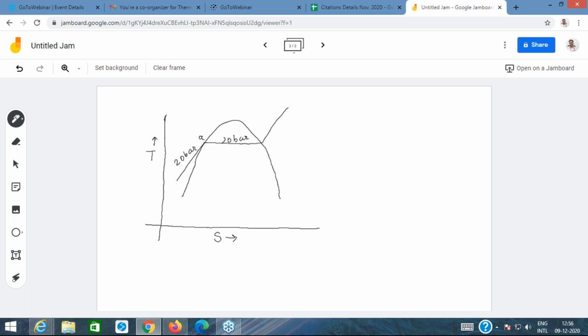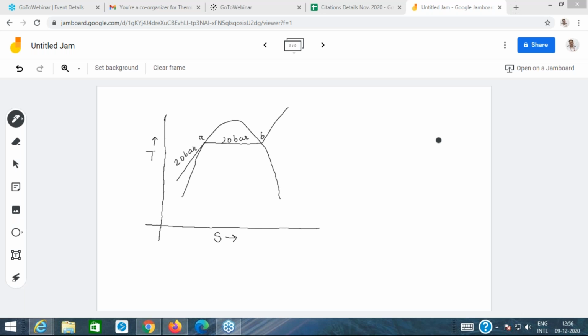Suppose this is A and B. Tell me the temperature at TA and the temperature at TB. Look at the diagram and tell me what is the temperature at TA. Correct, Gargi is right. The temperature is 212.4 degrees centigrade. All right, and the compressors is right.